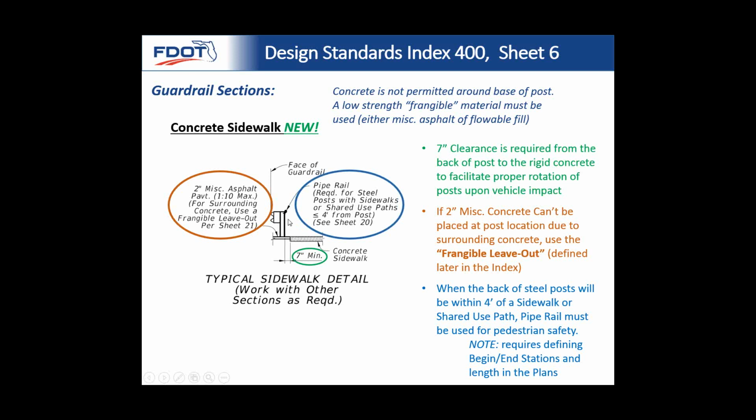So when you're within 4 feet of a sidewalk or shared use path, the designer needs to know to place this in the plans, assuming the contractor is going to use steel posts. We want it to be quantified. It essentially protects that sharp edge of the back post flange. That's the criteria for when a pipe rail is used, and we have a whole sheet dedicated to pipe rail coming up.